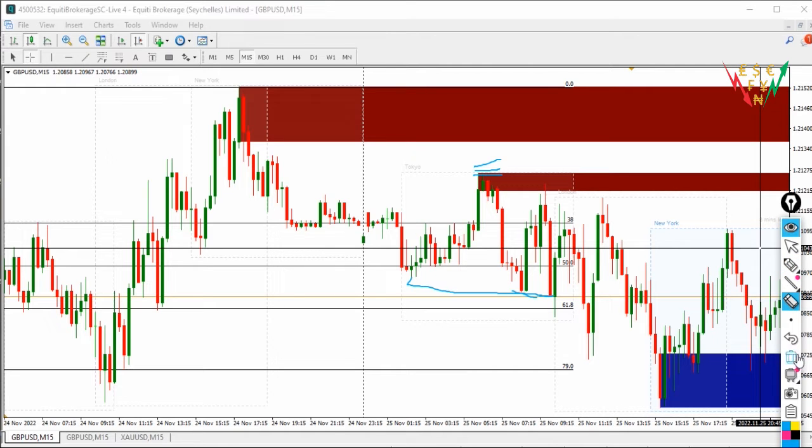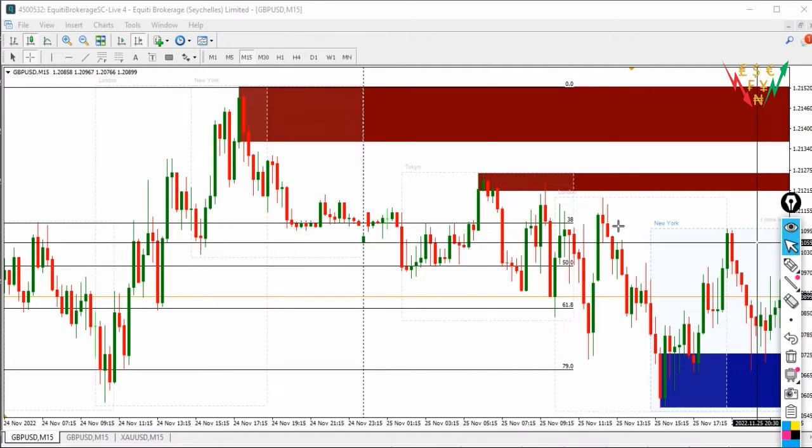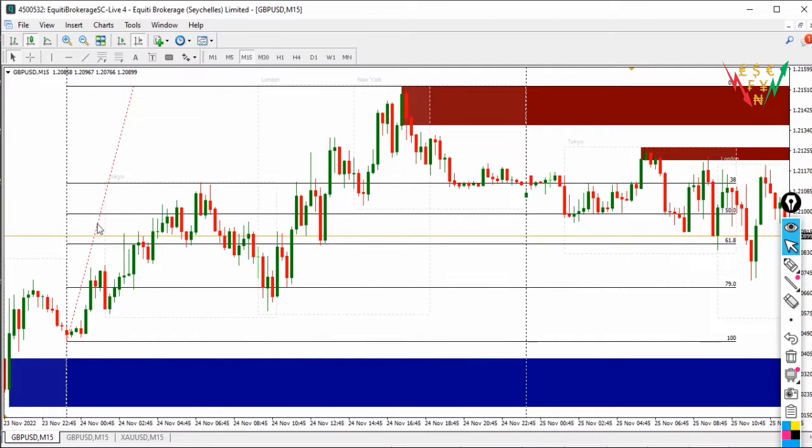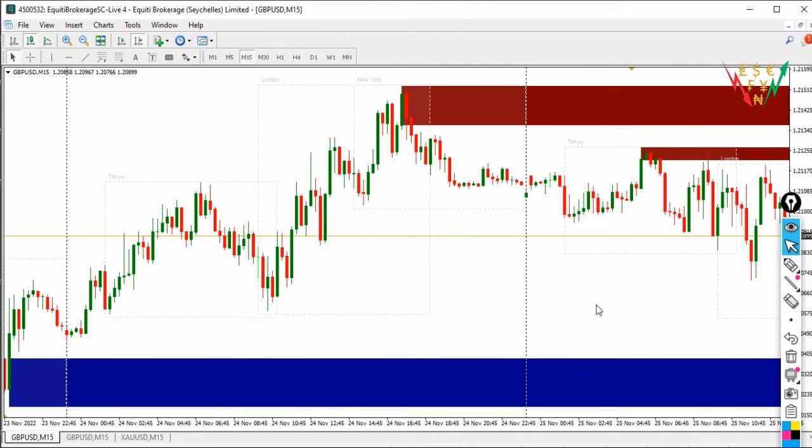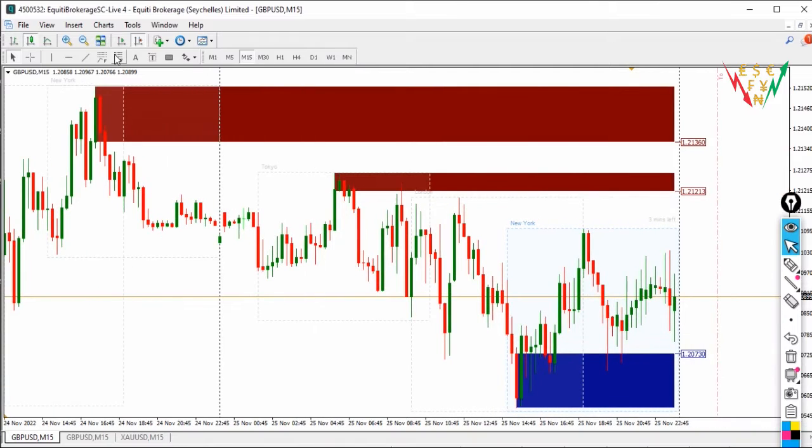Simple strategy, simple one. So with that guys, I can confidently take off my Fibonacci tool right here and just focus on what the current day is telling me.